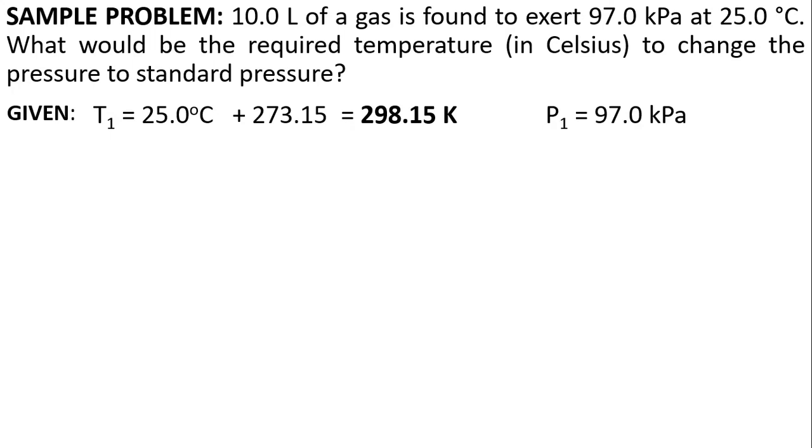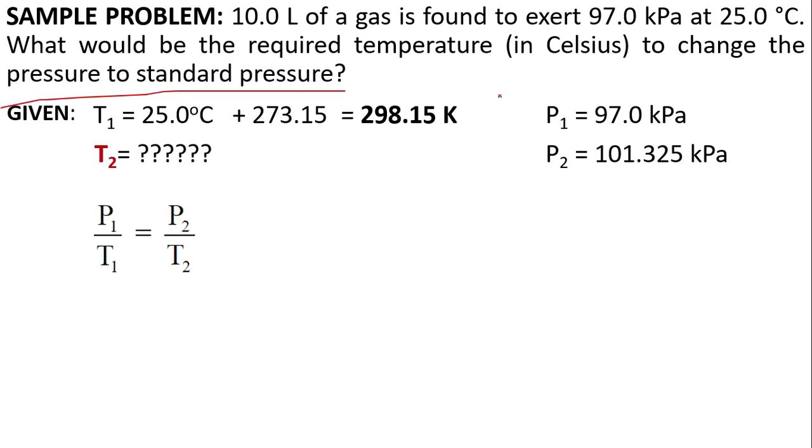Then we also have P1, right? 97.0 kilopascals. And P2, we have 101.325 kPa. Because again, we want to change the pressure to standard pressure. And now we're looking for T2. So again, we have the formula P1 over T1 is equal to P2 over T2. Cross multiplying it, we will have P1 T2 is equal to P2 T1.